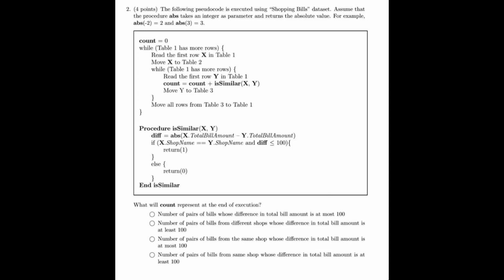We can say here that they are counting the number of pairs of bills because they are using two rows of the table at once and then updating the variable count. So that's why we can say that they are counting the number of pairs of bills.